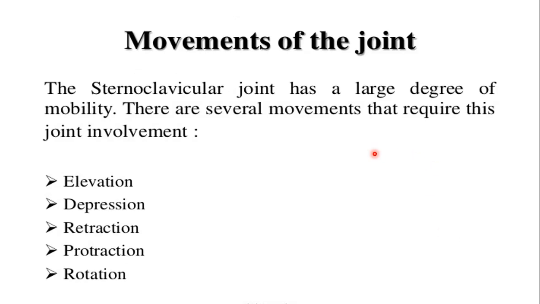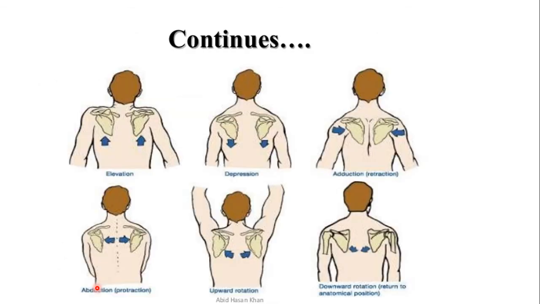Now the movements of these joints: elevation, depression, retraction, protraction, and rotation. You should only know the names of these. This is elevation, this is depression, this is adduction, meaning retraction, and this is abduction. हाथ को आगे की तरफ ऐसे कर देना. ऊपर करोगे तो upward rotation and downward rotation.